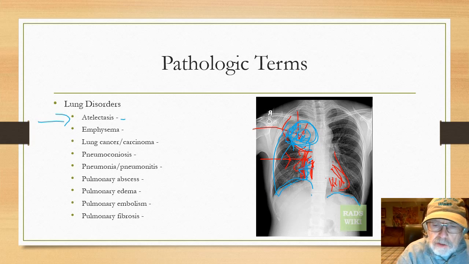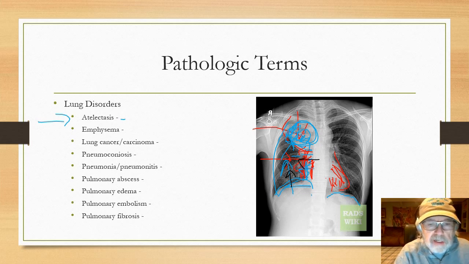Okay, so as a result, the diaphragm is being pulled up, and the whole mediastinum is being pulled that way. So this whole area, the heart's being pulled that way. The diaphragm is being pulled up. Why? Because part of the volume of that lung is collapsed. Okay, and that's called atelectasis. So that's the first term.